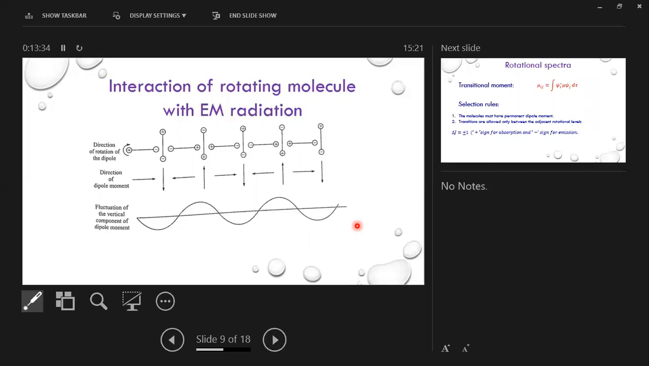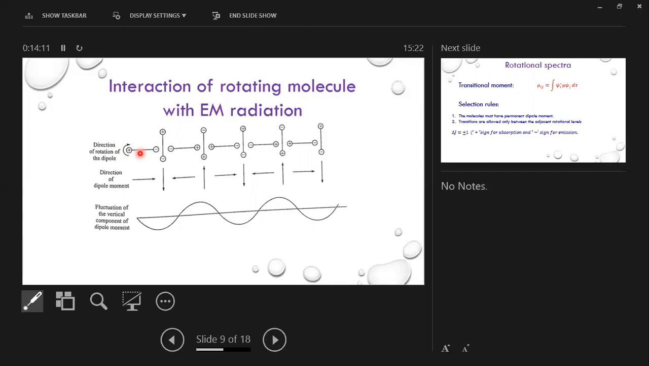For this purpose, we consider a diatomic molecule having a dipole moment along this way. This is the delta plus charge, and this is the delta minus charge. If you consider an HCl molecule, we have delta plus charge over the H atom and delta minus charge over Cl, which creates a dipole moment from hydrogen to chlorine. So suppose this is an HCl molecule, a simple diatomic molecule, and the dipole is directed along this direction.